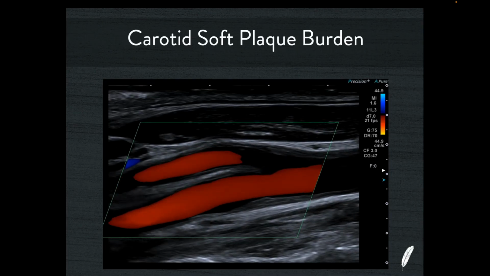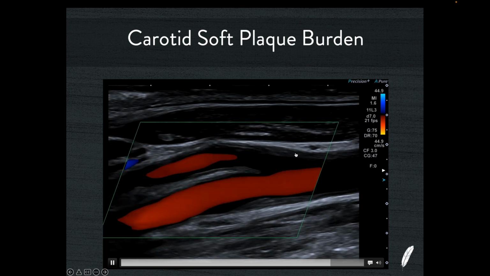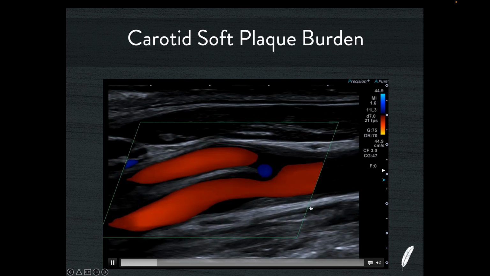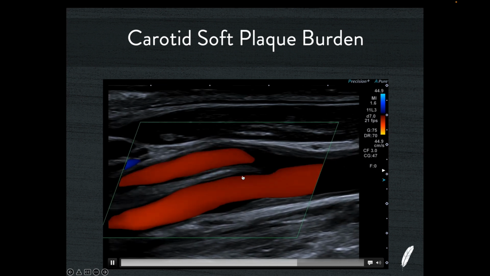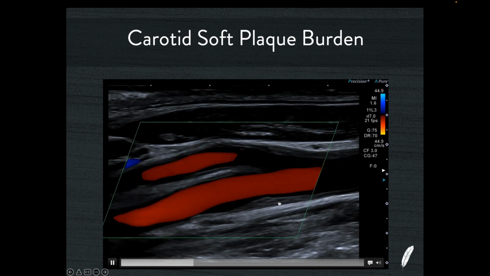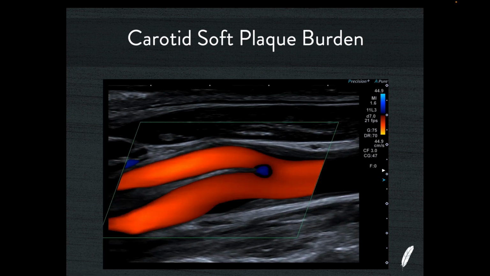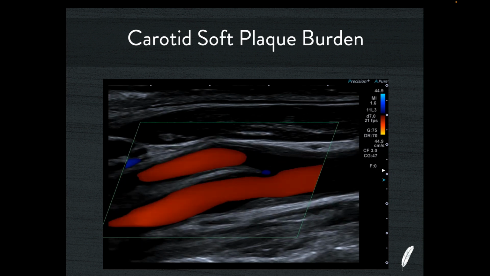We know that with the carotid bulb, you can see that the common carotid artery widens slightly just prior to the bifurcation, and then as we have the origin of the internal carotid artery, it's also slightly widened through this area here. So this is known as the carotid bulb, and it's a really common location to see early soft plaque development, intimal thickening, etc.